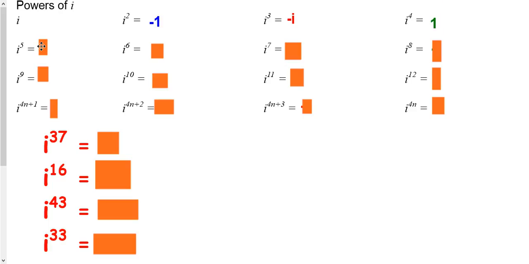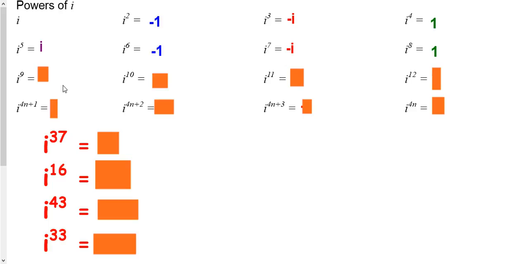If we look at i to the fifth, that would be an i to the fourth times an i, which would be an i times a 1. Well, 1 times i is i. I to the sixth would be an i squared times an i to the fourth, which would be a negative 1 times a 1, which is negative 1. I to the seventh would be an i cubed times an i to the fourth, or a negative i times a 1, which is negative i. I to the eighth would be an i to the fourth times an i to the fourth, or 1 times 1, so we get 1.